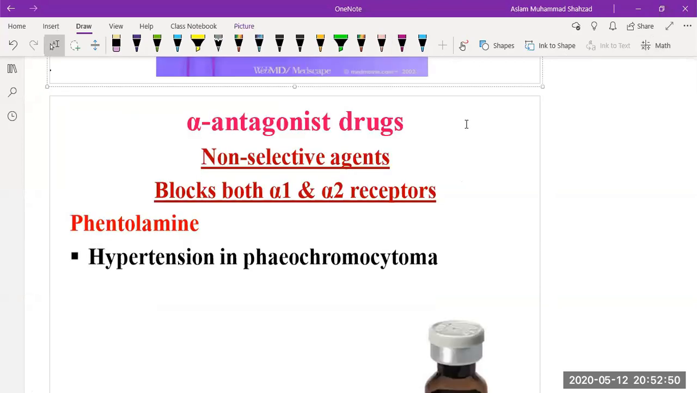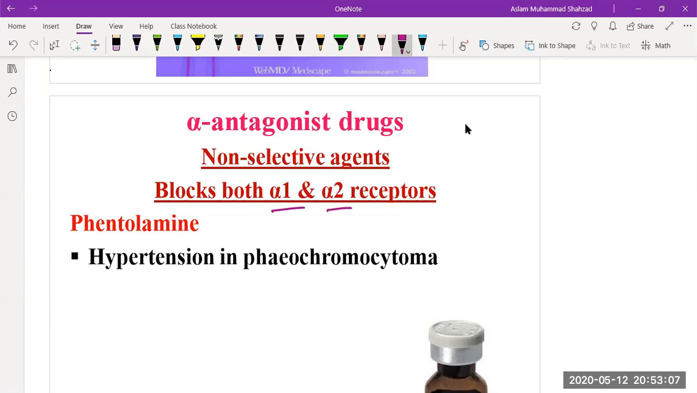And when we talk about alpha antagonist drugs, we know that they are classified into non-selective agents and selective agents. And what is meant by a non-selective agent? It means that it is responsible for blocking both alpha 1 and alpha 2 receptors.